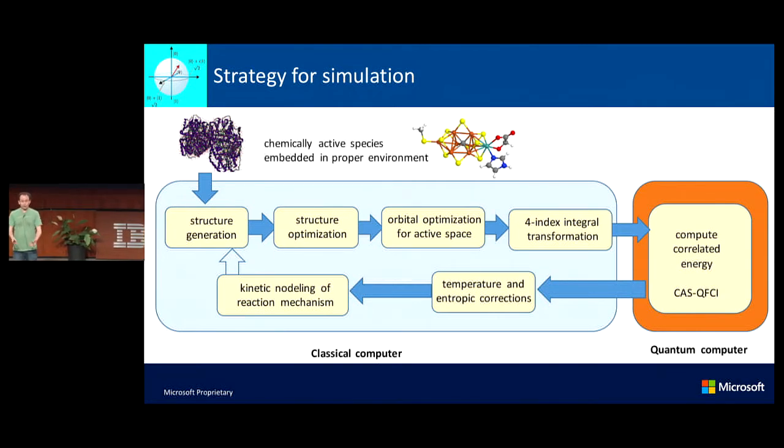Because in order to figure out the reaction rates, we need to figure out free energy differences. And free energies have an entropic part and an energy part. Entropy is easy to get. The energy is hard to get. So that's what we're doing here.